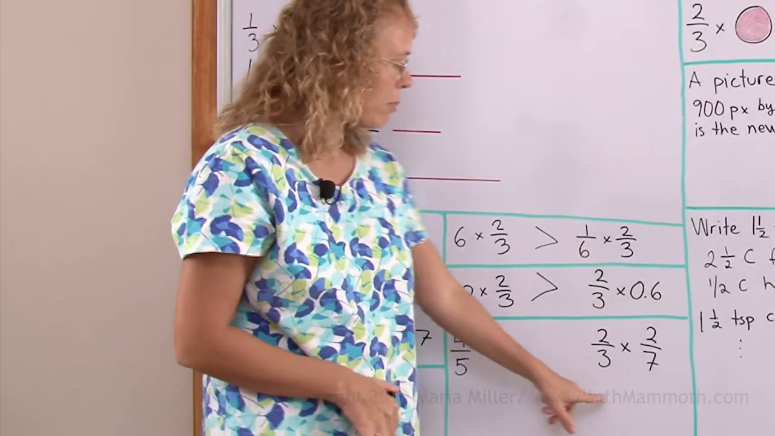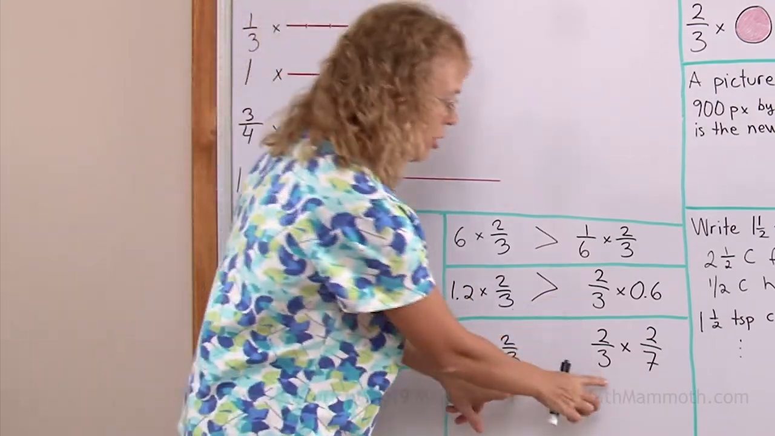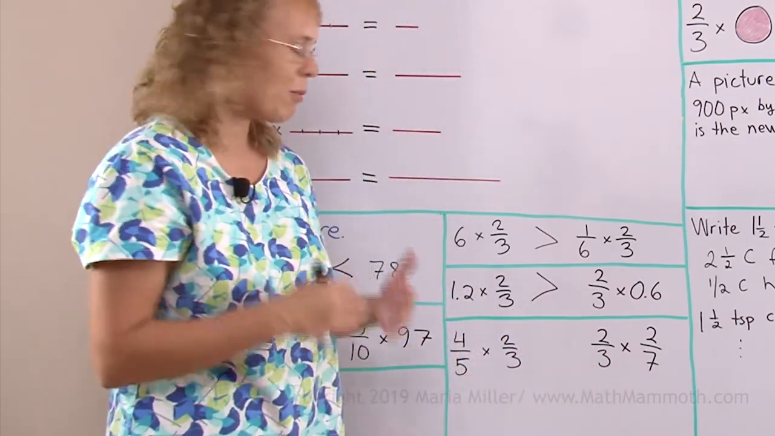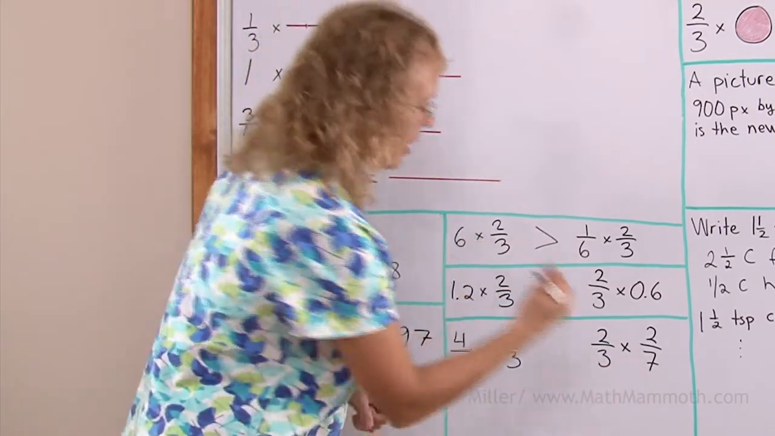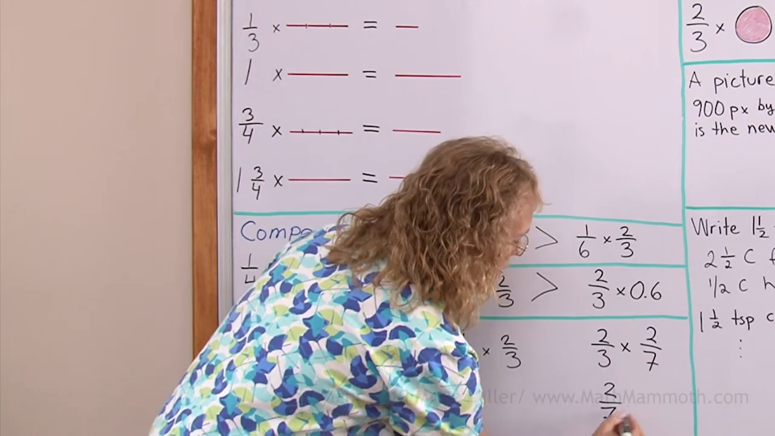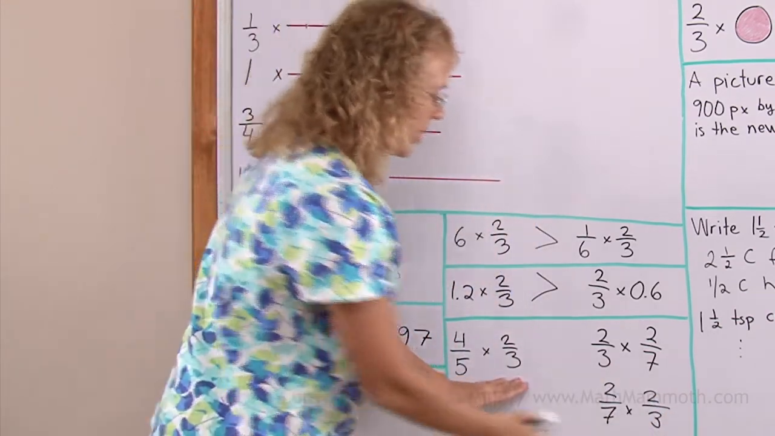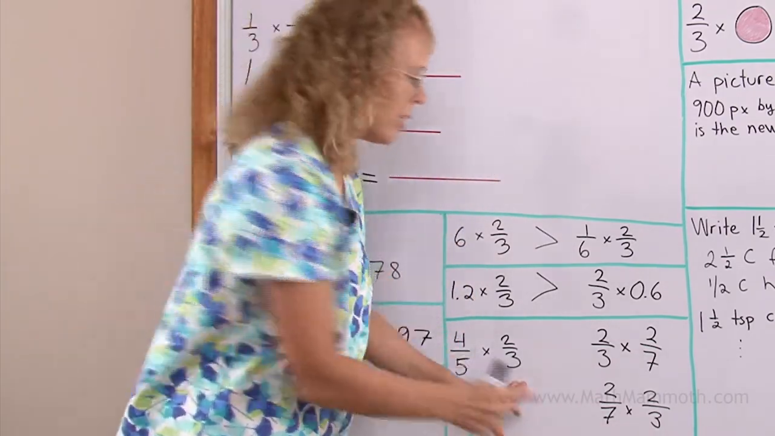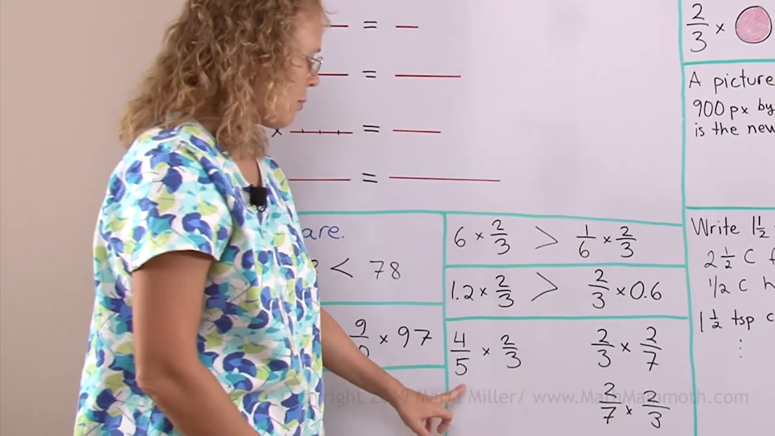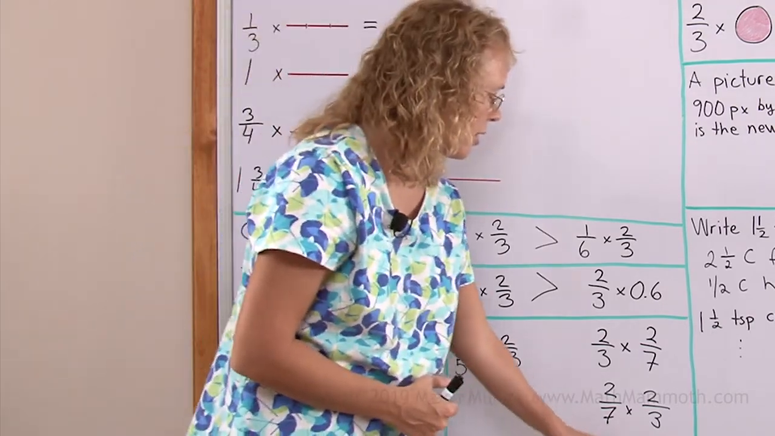Here we have fraction multiplications on both sides, and there's the 2/3 on both, so that's how we will be able to compare these. If I switch this and write it as 2/7 times 2/3. Then we compare this and this, okay? You can think of your stick of 2/3 of a meter, 2/3 of a meter. It gets multiplied so that it is 4/5 of the stick or 2/7 of the same stick.